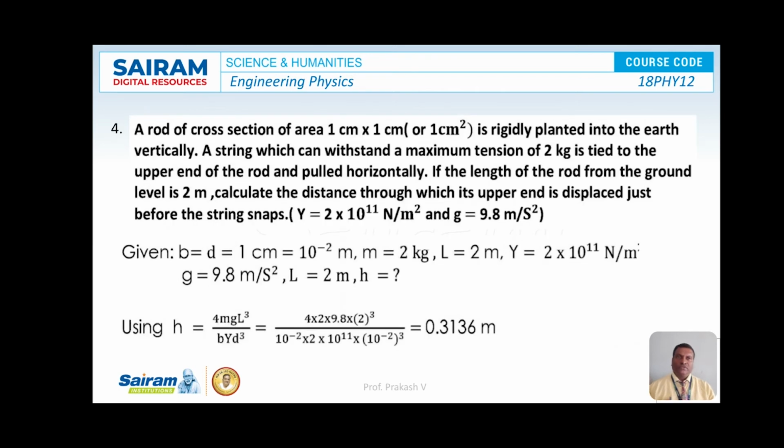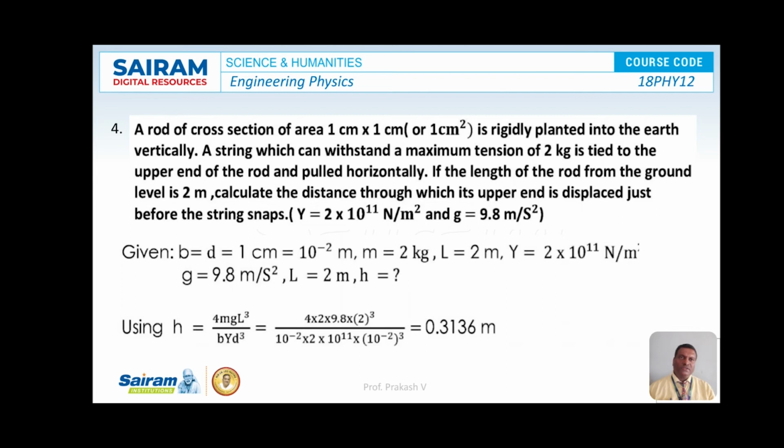The fourth problem is a rod of cross section 1 centimeter into 1 centimeter, that is 1 centimeter square, rigidly planted into the earth vertically. A string which can withstand a maximum tension of 2 kg is tied to the upper end of the rod and pulled horizontally. If the length of the rod from the ground level is 2 meter, calculate the distance through which its upper end is displaced just before the string snaps.